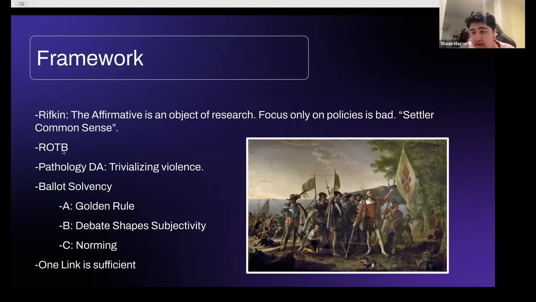That's where you'll see things such as a rule of the ballot. Again, the text of these will differ. Sometimes it's just to reject settler practices. Sometimes it's to make the space alien to the settler. All these different things. Usually, the text of it does not matter, but sometimes you can go for tricky arguments.